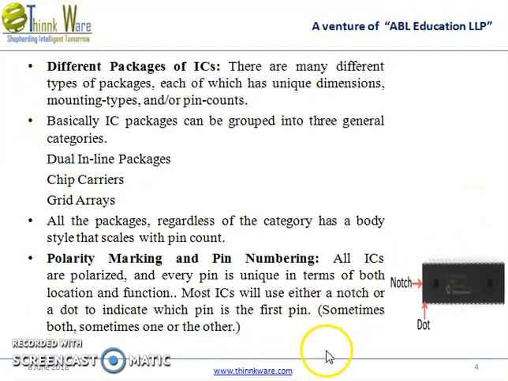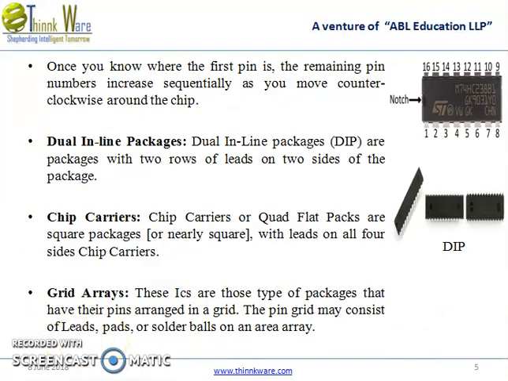The polarity marking and pin numbering. All ICs are polarized and every pin is unique in terms of both location and function. Most ICs will use either a notch or a dot to indicate which pin is the first pin. The first pin is towards the notch. Once you know where the first pin is, the remaining pin numbers increase sequentially as you move counterclockwise around the chip.